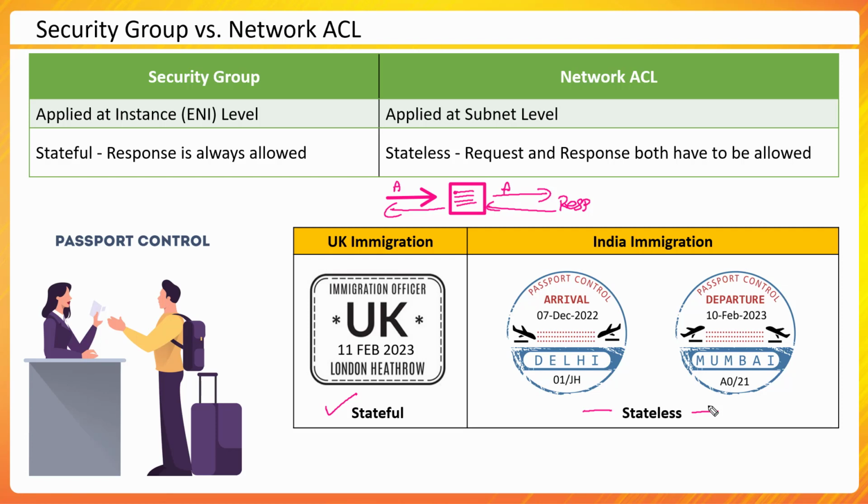Whereas a stateless system says, I won't retain any local information. I would treat every traffic independently, whether it is a request or a response, I don't care. So, network ACLs are stateless.